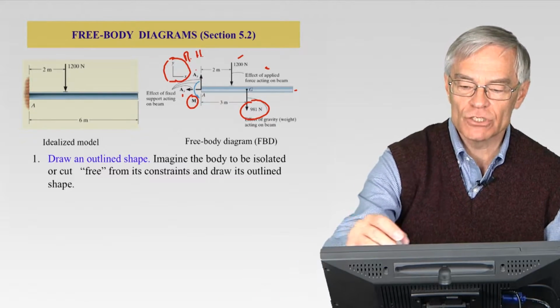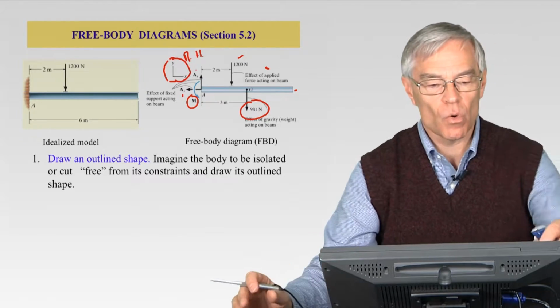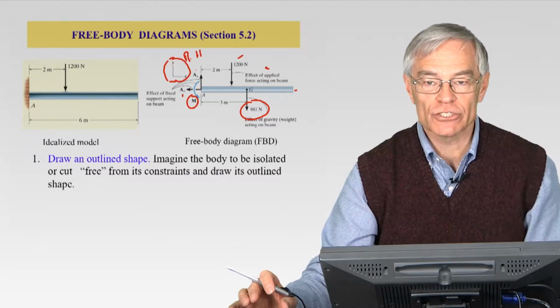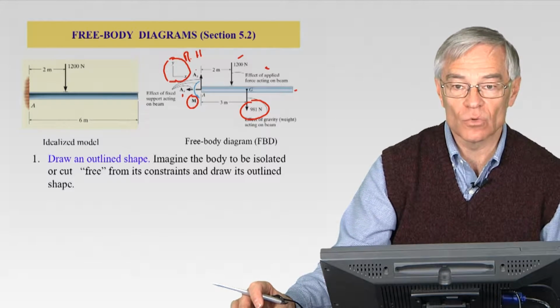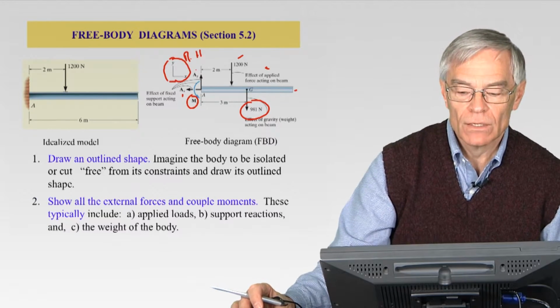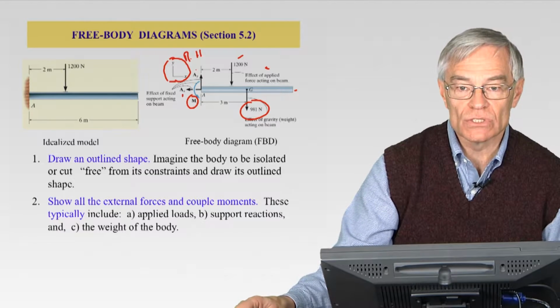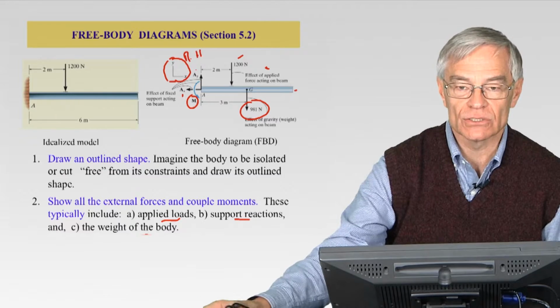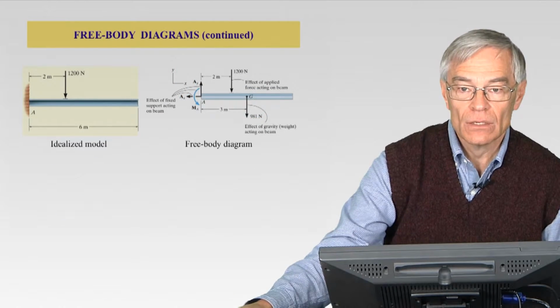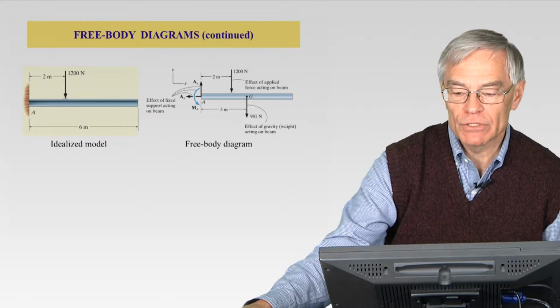So we imagine this body is cut loose from the wall. It's been detached from the wall, but we then draw the reactions that are happening at the wall. And then it's showing all of those forces: the applied forces, the weight of the body, and the support reactions. Same drawing, everything the same.